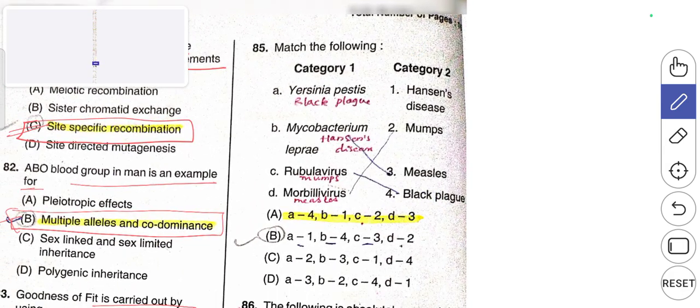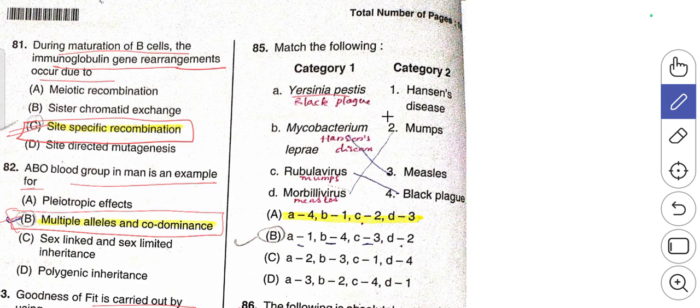Then 85th question. Match the following: Yersinia pestis, Mycobacterium leprae, rubella virus, morbillivirus. Here, Yersinia pestis causes the black plague. Mycobacterium leprae causes Hansen's disease. Rubella virus causes mumps, and morbillivirus causes measles. So A is the right answer for this question.